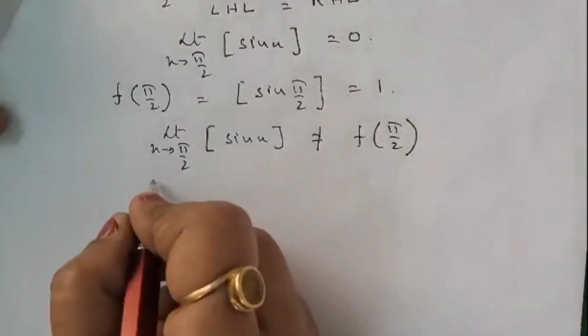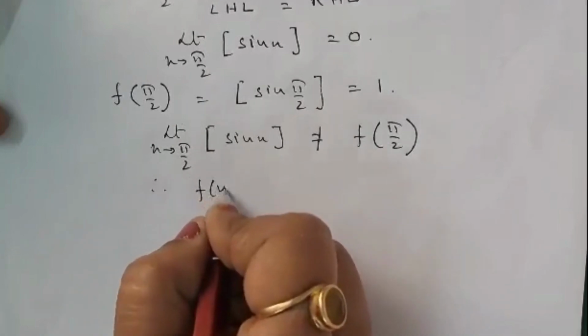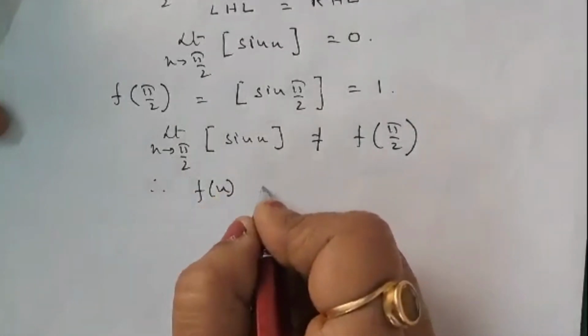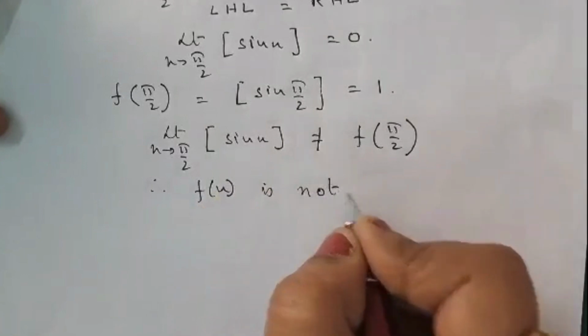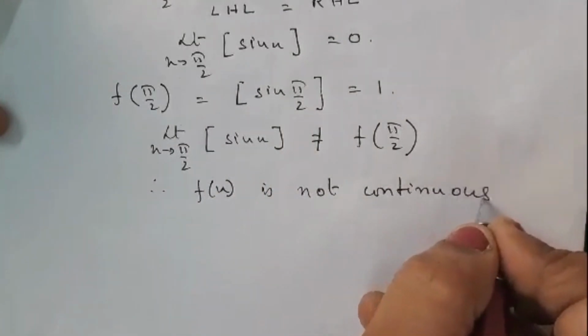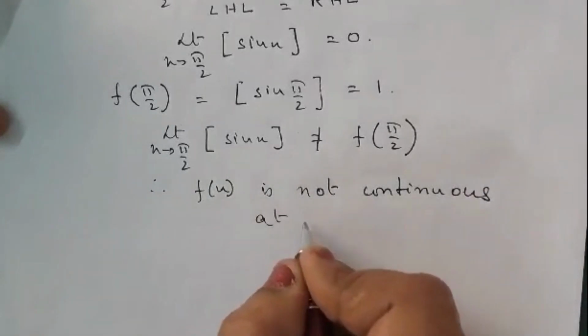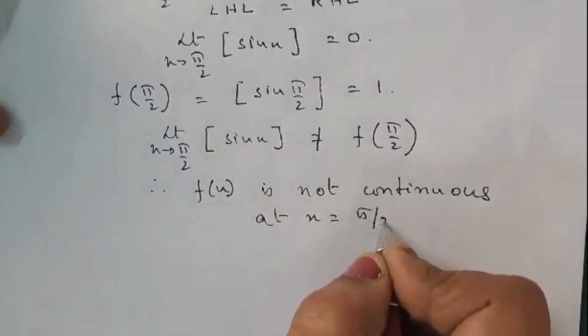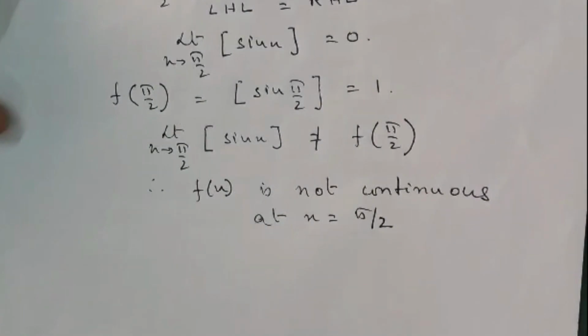Therefore f(x) is not continuous at x equal to pi by 2 by the definition of continuity.